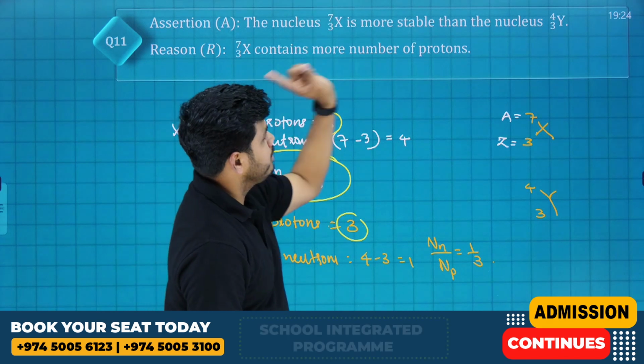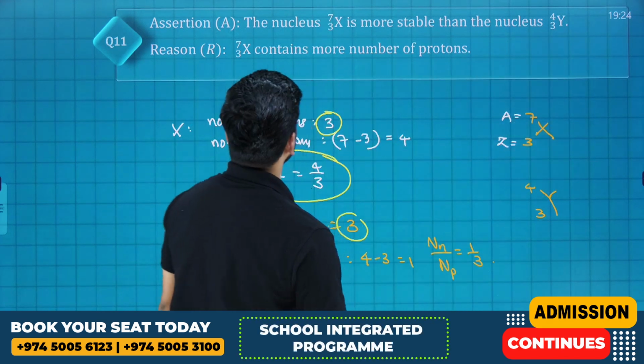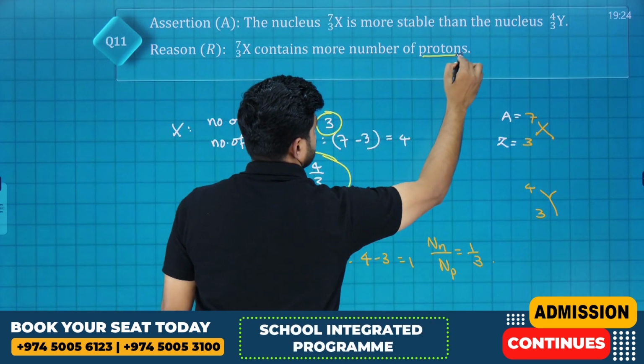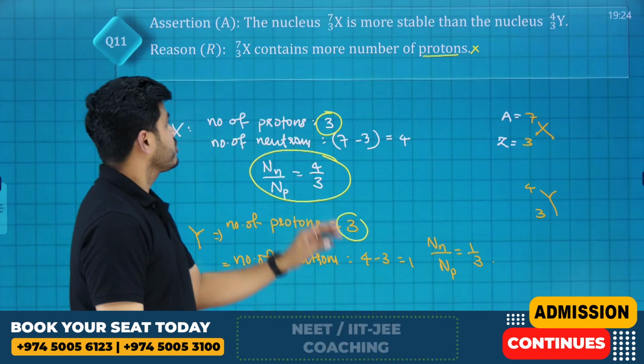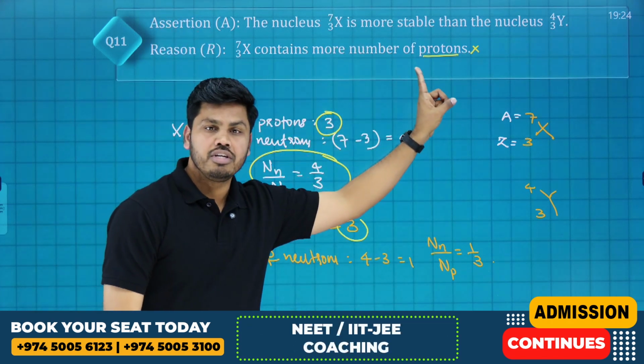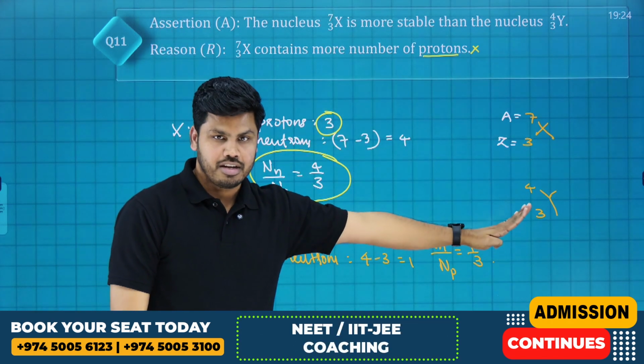Look at that. Z is equal to 3 here, Z is equal to 3 here also. So we can't say more number of protons. No, they actually have an equal number of protons. So the assertion is true, but the reason is false. Usually that comes under C, right?